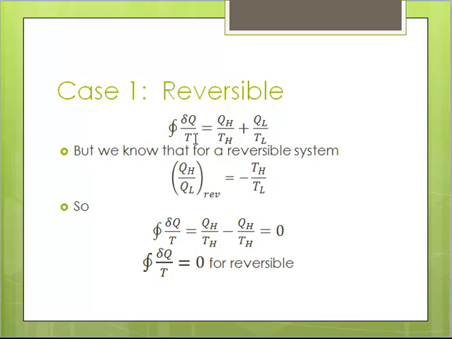So dq over T for the cycle is only going to happen at the high temperature and the low temperature. So it's Q_H over T_H plus Q_L over T_L. But for a reversible system, Q_H over Q_L, since one is in and one is out, is equal to negative T_H over T_L. If I make that substitution, I end up with something that's equal to 0, indicating that for any reversible cycle, I'm going to have exactly 0 for this cyclic integral.